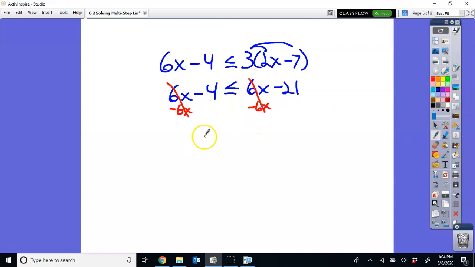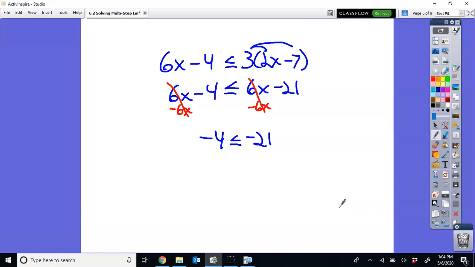That means there's nothing left with x's. You have negative 4 is less than or equal to negative 21. So you don't have x equals, or x is less than, or x is greater than. You don't have any of that. It just gives you two numbers. If that happens, we've actually seen this before with equations a long time ago.